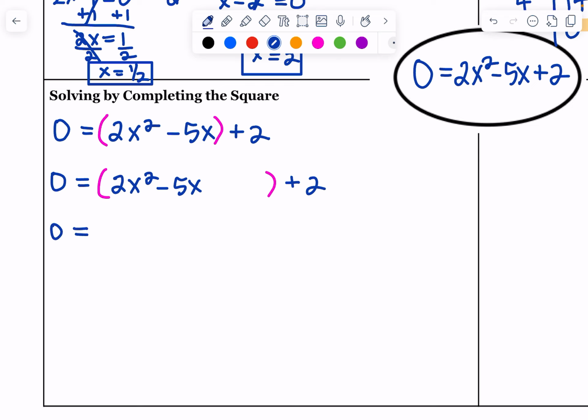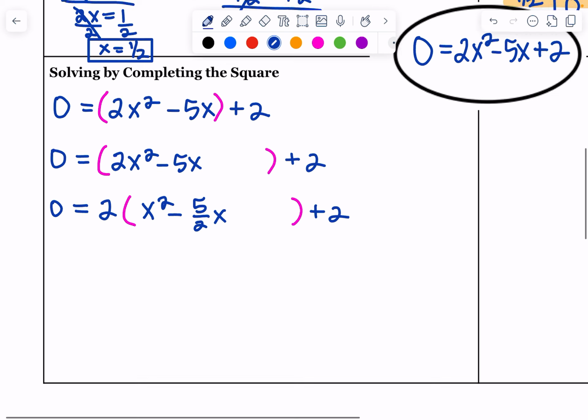Before we turn that pink parentheses into a square, we want to divide out that leading coefficient of 2. So I need to divide that 2x squared and negative 5x by 2. When I do that, I have a 2 on the outside, and I'm left with x squared minus 5 over 2x with some space, and then I still have that plus 2 at the back.